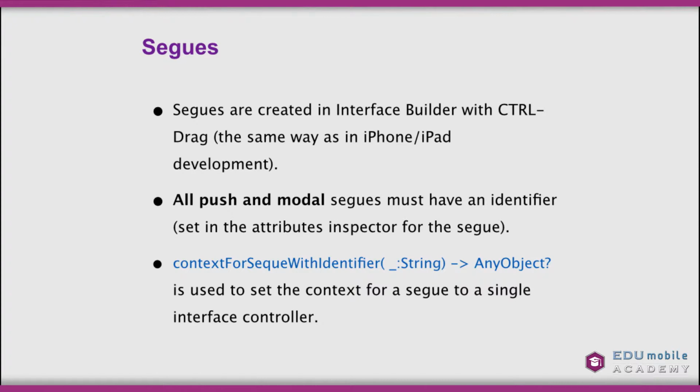What happens is that when the segue is fired, the contextForSegueWithIdentifier method will be called. Whatever AnyObject optional we return will be the context that is passed to the new controller. We don't have to pass it. This method and the segue itself pass it to the controller. All we need to do is return this AnyObject optional from the contextForSegueWithIdentifier method.